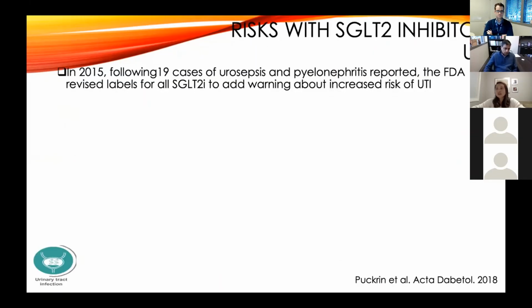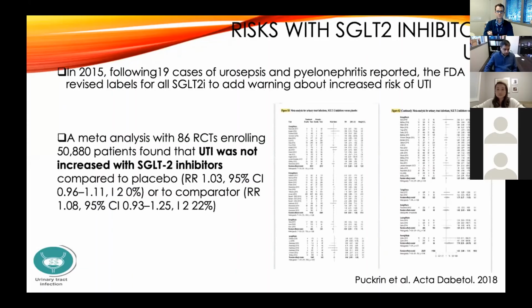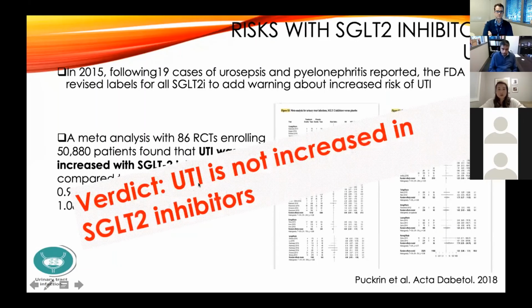Now, how about urinary tract infections? So in 2015, again, following another FDA announcement, they added a warning about increased risk of UTI. So they looked into this, and this meta-analysis of 86 randomized controlled trials enrolling about 50,880 patients found that UTI was not increased in SGLT2 inhibitors compared to placebo or to any comparator. This is not to test your eyesight here, but just to show you that there's no significant difference in either arm. So the verdict for UTI is not increased in SGLT2 inhibitors.